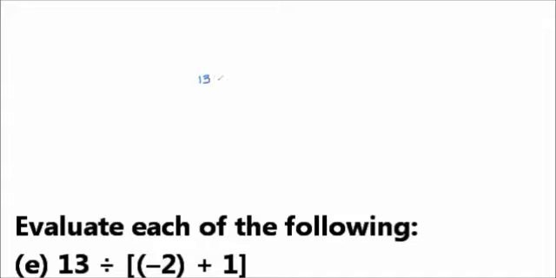13 divided by, in bracket, -2 plus 1. So that is equal to, we'll keep the 13 first. As per BODMAS, what we have to do first is solve the bracket. So let's solve the bracket. In the bracket, it is -2 plus 1. -2 plus 1 has different signs, which means the operation we have to do is subtraction. And subtraction of 2 minus 1 is equal to 1. So the answer comes here 1.